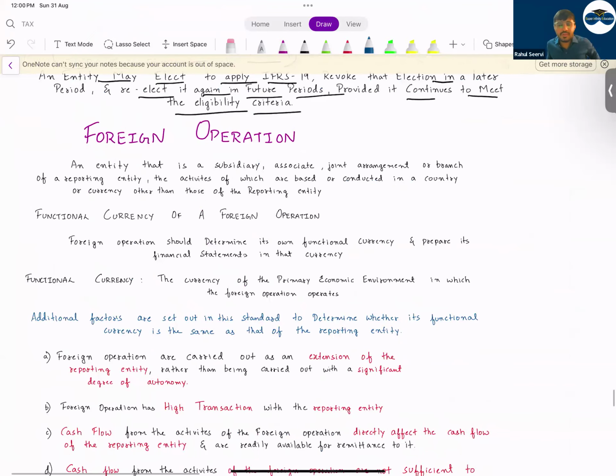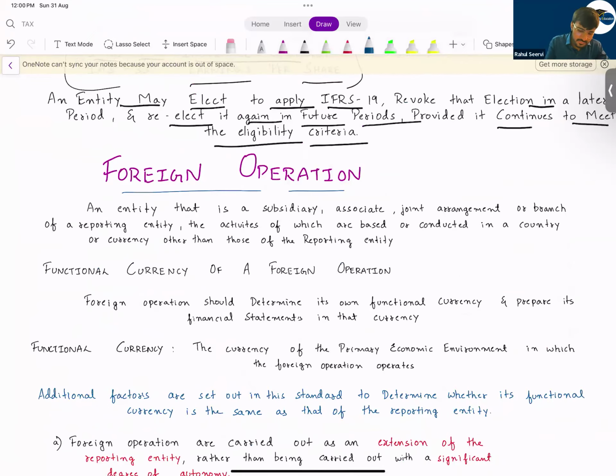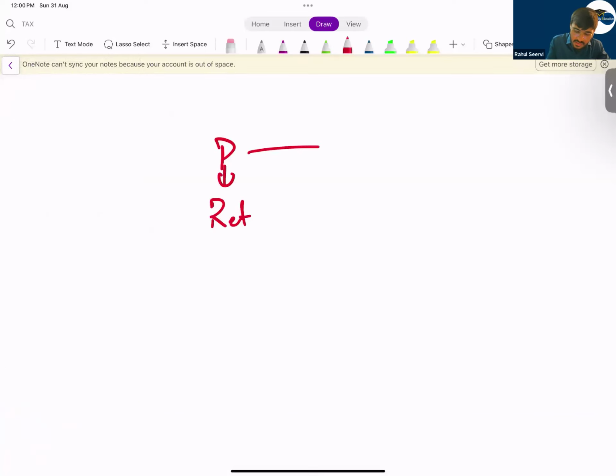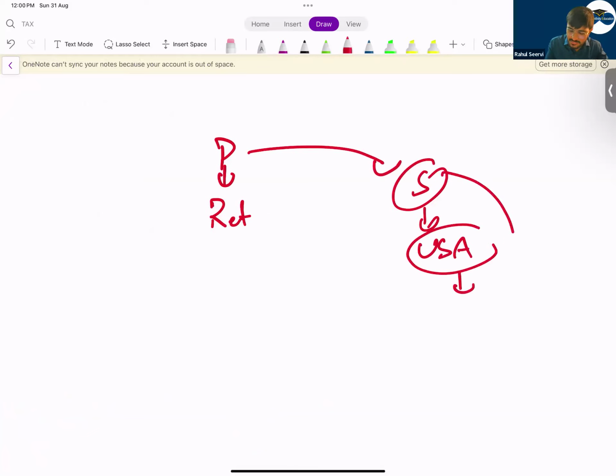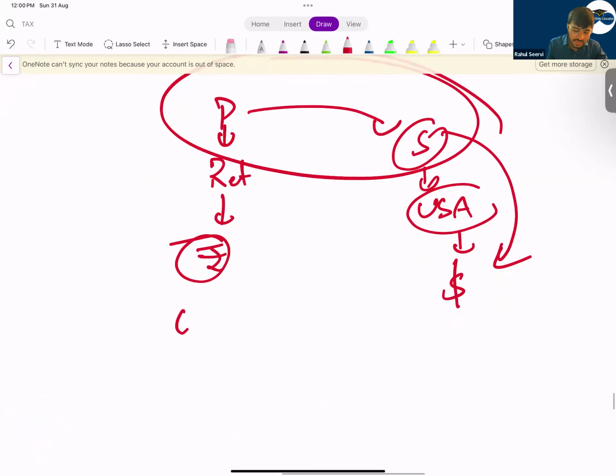Now the last topic from the consolidation: foreign operations. What is this? Foreign operation basically means understanding this. Today, a parent company is there in India, that is Reliance. Its subsidiary company is in the US. If the subsidiary company is in the US, can I say it will prepare its balance sheet and P&L in dollars? Reliance will prepare in rupees. But now this is a group. When it is a group, they have to prepare consolidated financial statements and submit them to SEBI in India.